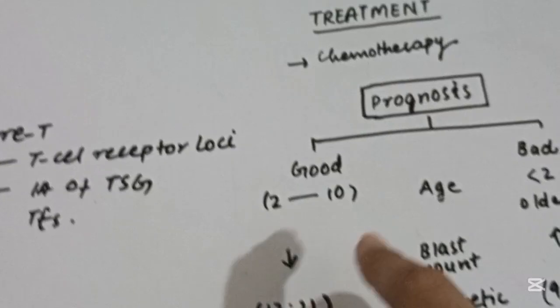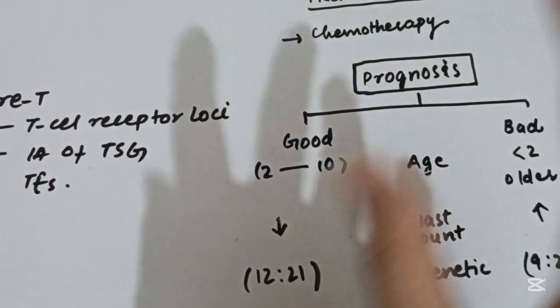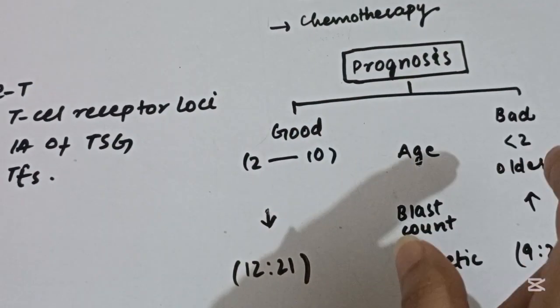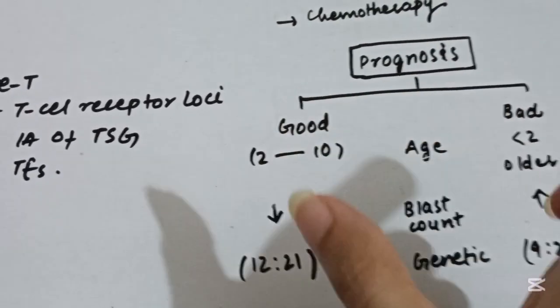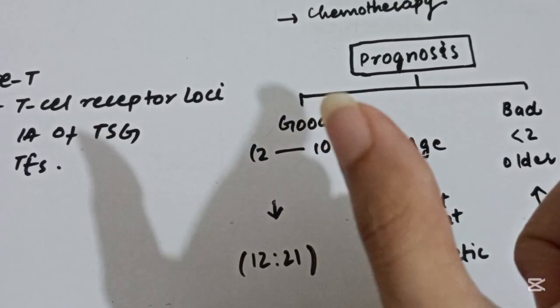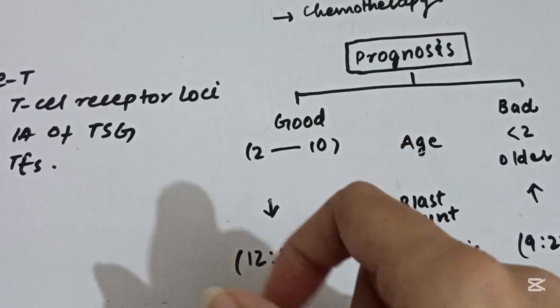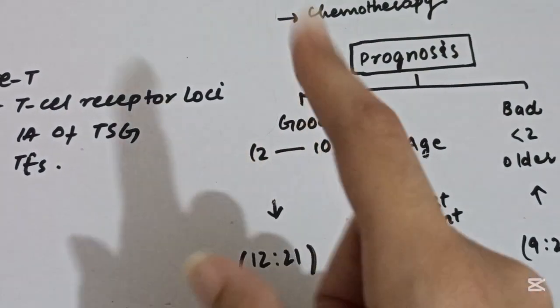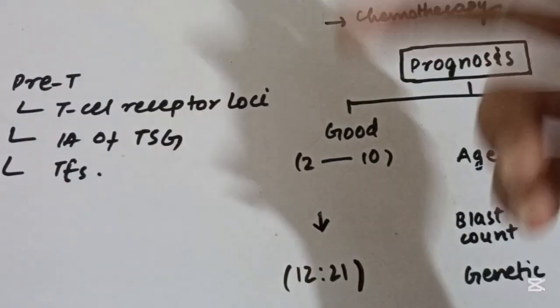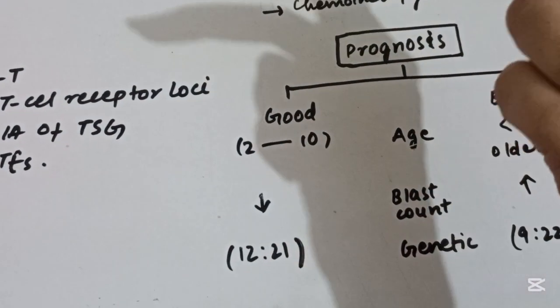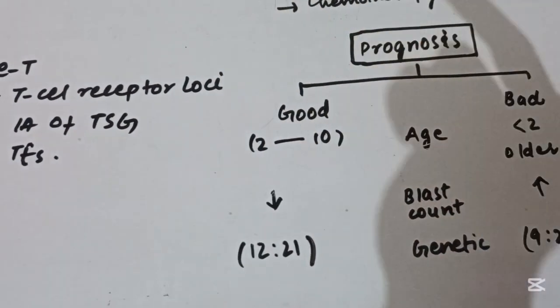Prognosis. The age is a very important component in deciding the prognosis, whether it is good or bad. Patients younger than 2 years or older than 10 have bad prognosis, whereas the age between 2 to 10 serves as a good prognostic factor. Next is the blast count. The more the neoplastic cells, the worse the prognosis.